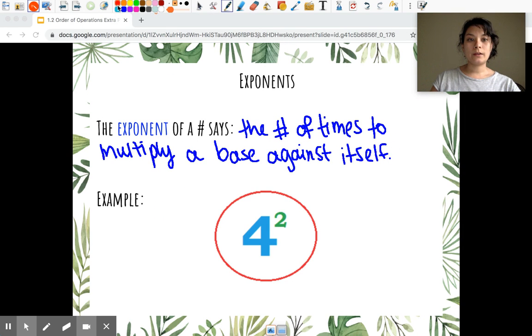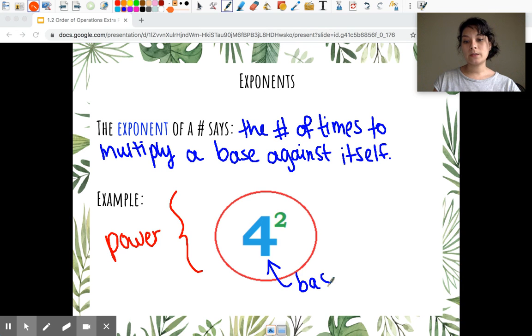So here we have an example of an expression that contains an exponent. So the entire thing, we actually call it a power. So when we're looking at the entire expression as a whole, when I look at that number in blue, the 4, that's actually the base. That's the thing that we're going to multiply against itself. And then the little number in the corner, hopefully you already knew, this is the exponent. So what this is basically telling me to do is to take 4 and multiply it against itself 2 times. So I would do 4 times 4, which would give me 16.